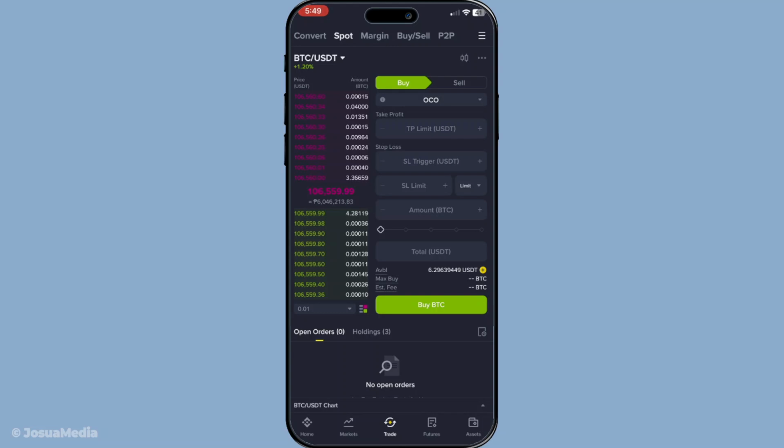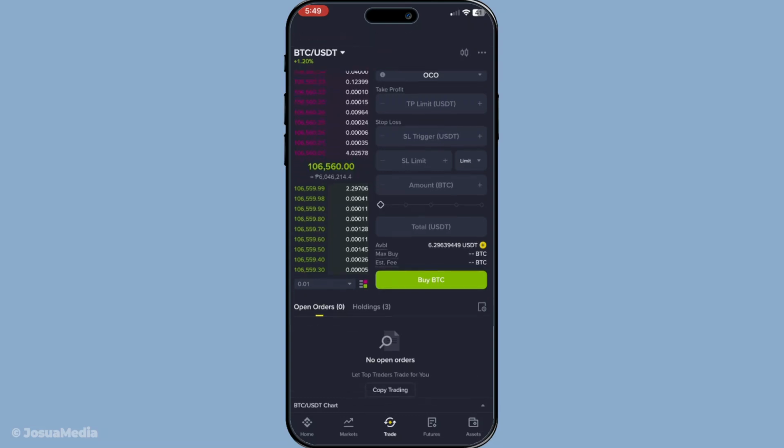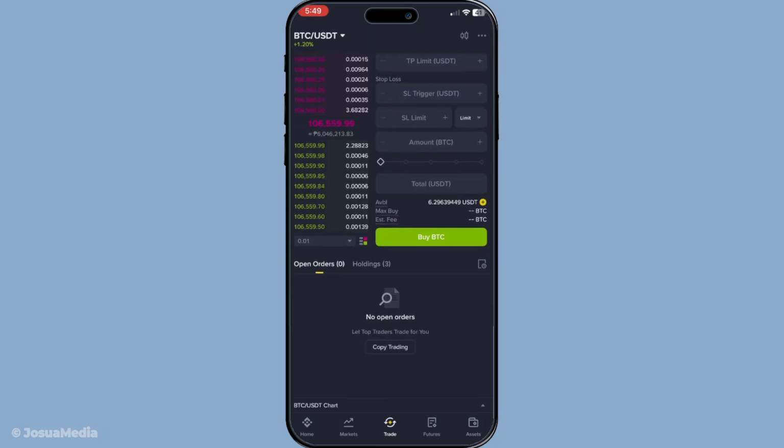These steps outline how to set an OCO order on Binance, giving you a powerful tool for managing trades more effectively. Happy trading, and remember always to stay informed and vigilant in the ever-changing crypto market.